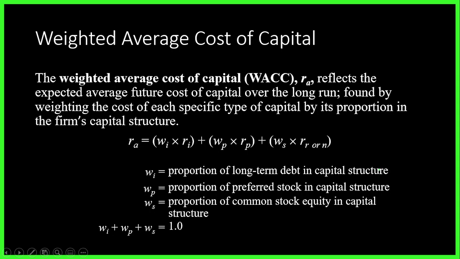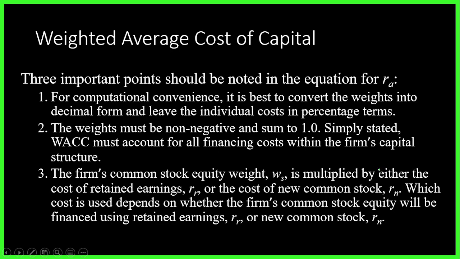Now you have the weighted average cost of capital. The weighted average cost of capital reflects the expected average future cost of capital over the long run. Now this is under the assumption that there will be no significant changes in our weights. This is found by weighting the cost of each specific type of capital by its proportion in the firm's capital structure. So you have there the formula. Let's just apply that later.